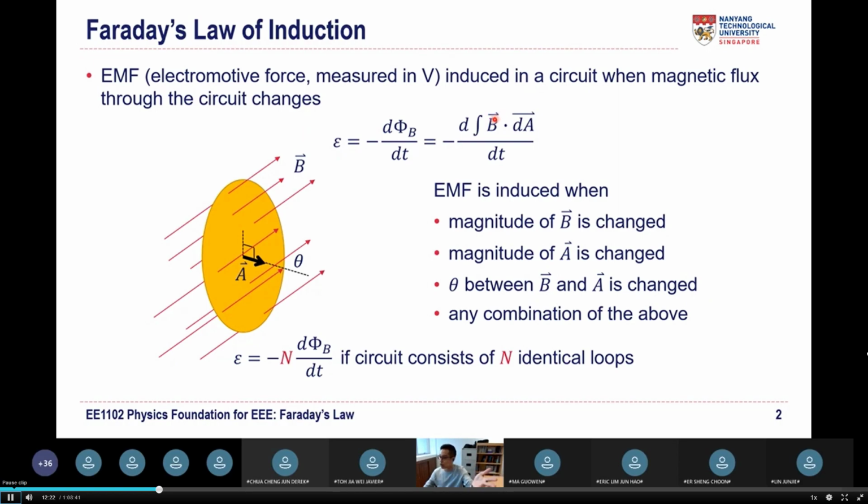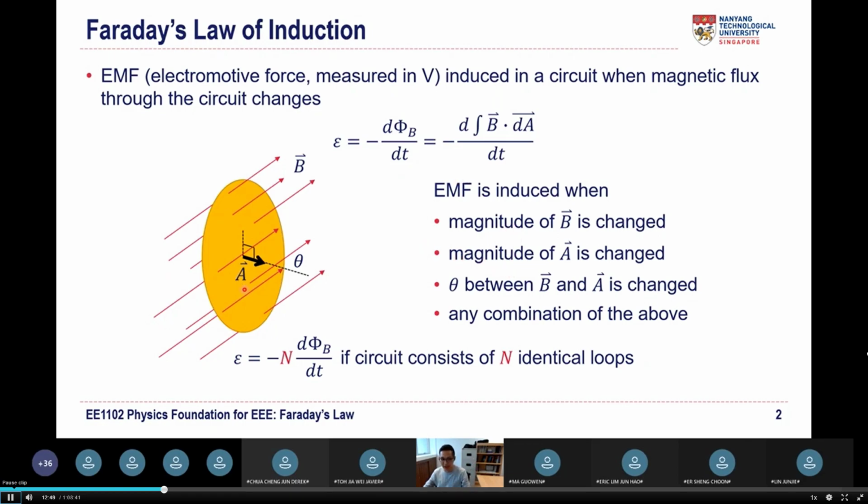Okay, the electromotive force, or the voltage that is induced. From this, we know that we can induce EMF either by changing the size of B, because when we change the size of B, the flux is going to change. Remember, flux is the total number of arrows passing through this loop, right? So that's going to change.